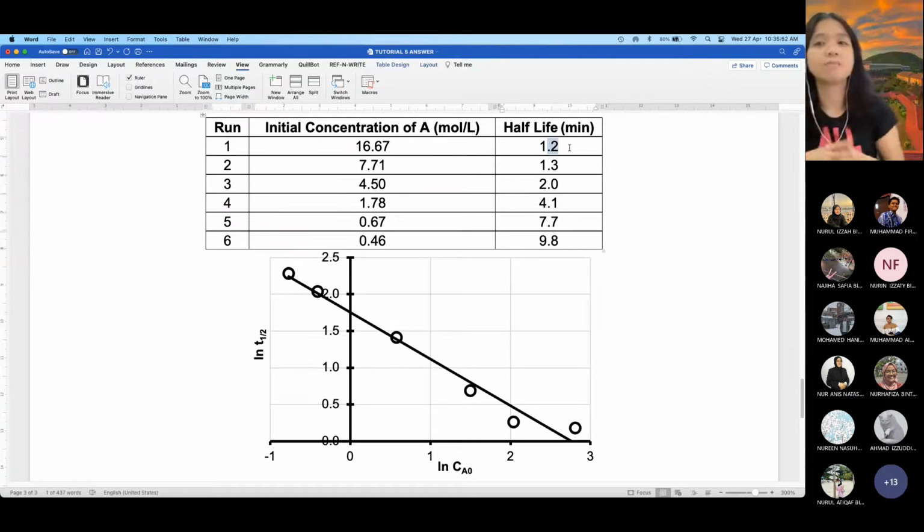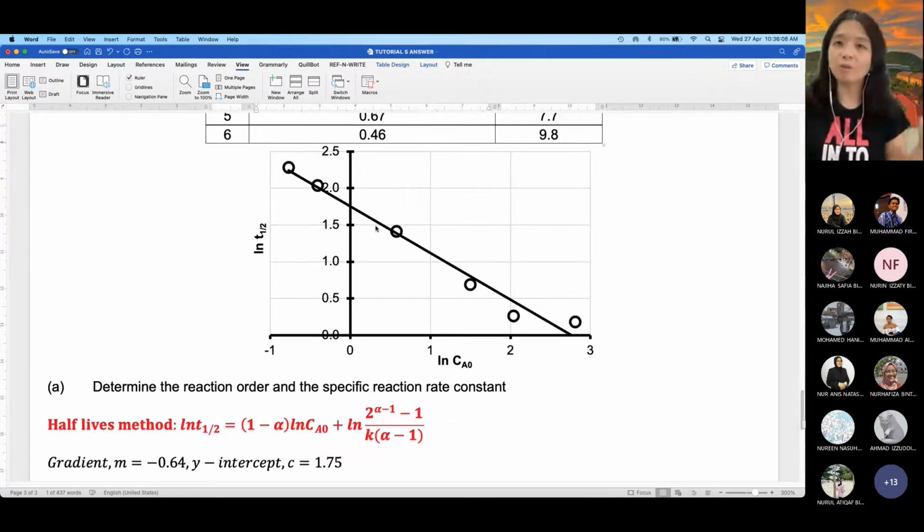Okay, so done, habis. Dia masukkan untuk run kedua, new reactant. So reactant ni let's say 7.71. Okay, dia record masa how long it takes from 7.71 to become half of its value. So dia repeat lagi. So from there, they plot a graph. So we are lucky enough lah, we don't have to plot the graph in the tutorial. So from the plot, we will have the equation.